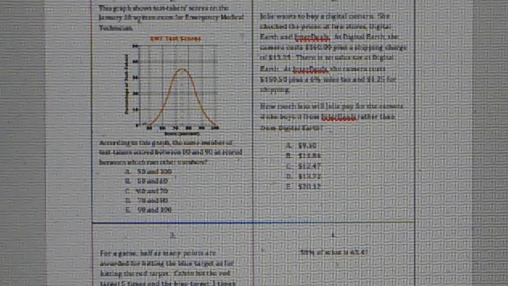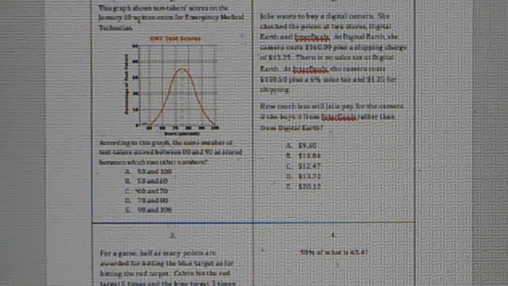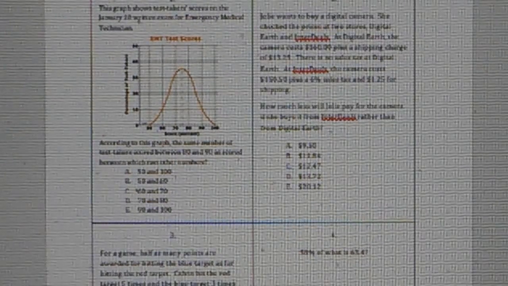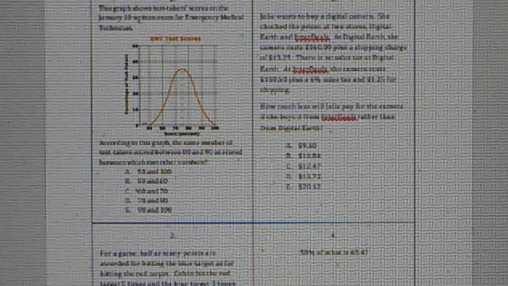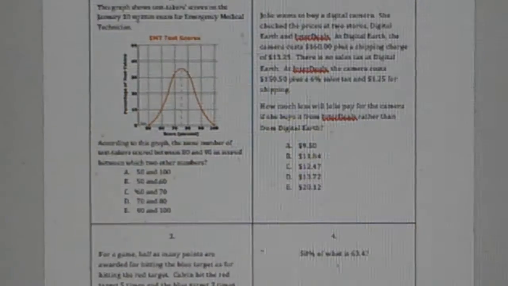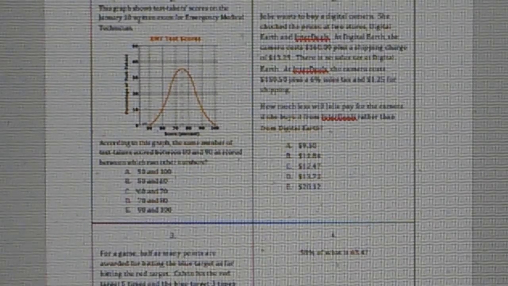At Digital Earth, the camera costs $160 plus a shipping charge of $13.25. There is no sales tax at Digital Earth. At Interdeals, the camera costs $150.50 plus a 6% sales tax and $1.25 for shipping. How much less will Jolly pay for the camera if she buys it from Interdeals rather than from Digital Earth? So the only way really to solve this is we have to compare the two deals. So I'm going to do that by writing on the paper.